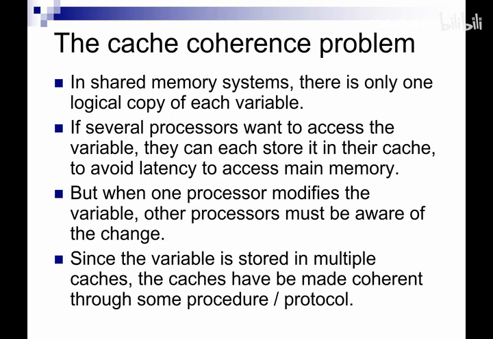But the problem is that if one of the processors modifies the variable, then the other processors have to be made aware of the change to the variable's value. And since the variable is stored in multiple caches, each time some processor modifies the variable, the caches have to be made consistent with each other, or coherent, through some sort of procedure. And so this is the cache coherence problem. How do we make multiple caches coherent with each other?